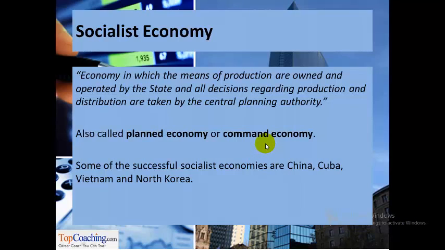The government plays an active role in this type of economic system. Social welfare is given a lot of importance, hence equal opportunity is given to all sections in the economy. Some of the most successful socialist economies are China, Cuba, Vietnam, and North Korea.